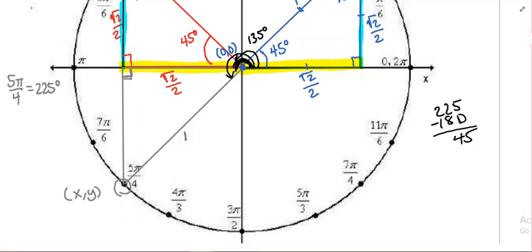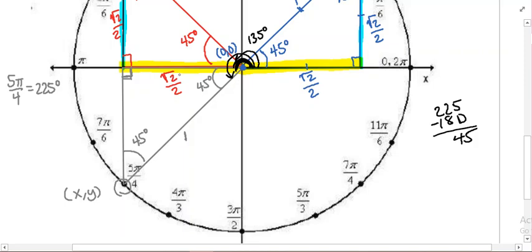Okay, so that's how you know that this angle right here is 45 degrees. Since we have a 90-degree angle and a 45-degree angle, and there's 180 degrees in a triangle, this angle has to be 45 degrees. Again, we're trying to figure out the length of this leg and the length of this leg. You use your special right triangle to get that.